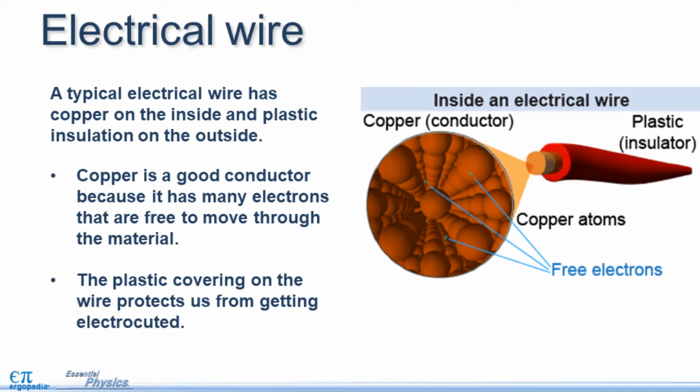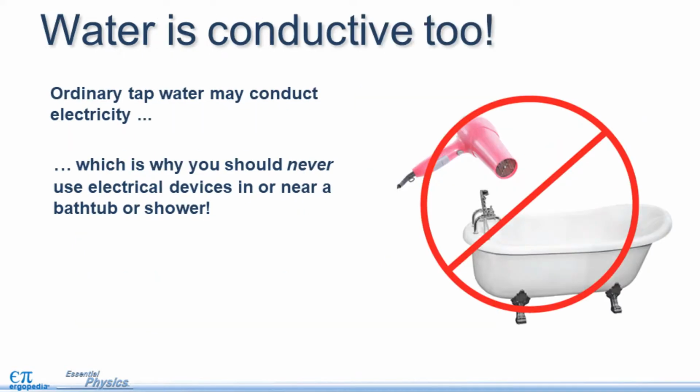A typical electrical wire has copper on the inside and plastic insulation on the outside. Copper is a good conductor because it has many electrons that are free to move through the material. The plastic covering on the wire protects us from getting electrocuted. Ordinary tap water may conduct electricity, which is why you should never use electrical devices near a bathroom or a shower. This is also why they recommend you not take a shower or wash dishes while there's an electrical storm.